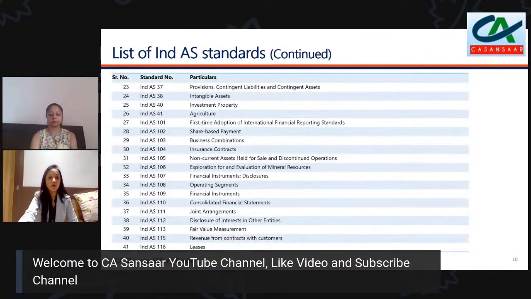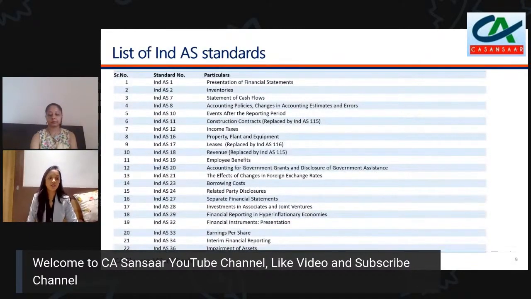On the whole, there are 41 accounting standards which are issued under the Ind AS regime. These 41 standards also include 3 standards which are replaced by new standards. So let's understand the standards one by one and how they are linked with the IFRS and how they are linked with the accounting standards, our old Indian GAAP.